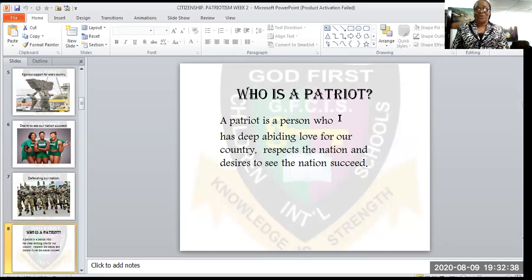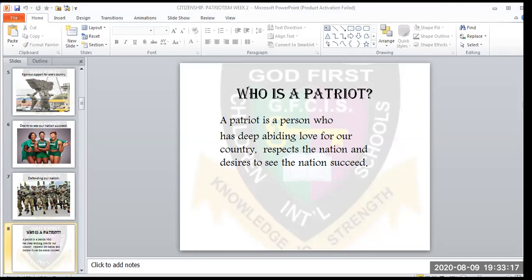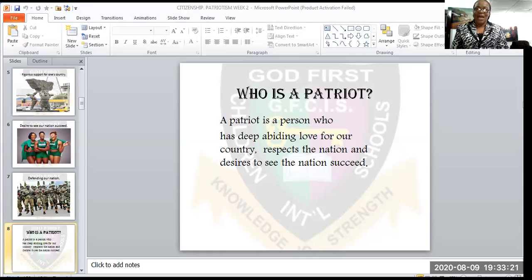Who is a patriot? Now you ask the question, who is a patriot? Of course, a patriot is a person who has deep abiding love for our country. Yes, a patriot has deep abiding love for our country. Do you understand? When you love this nation, you love this country, oh, the Lord himself will bless us and move us forward in whatever we do. Are we clear? Beautiful.